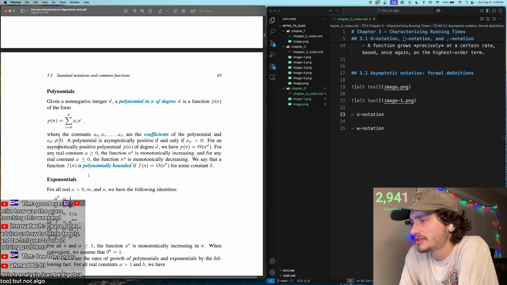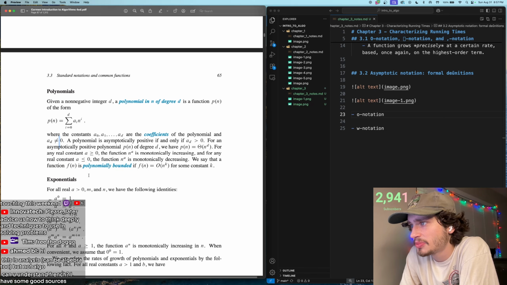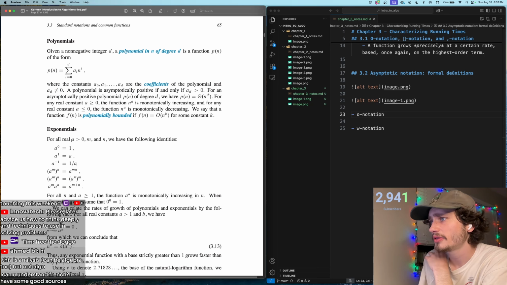For any real constant a greater than or equal to 0, the function n to the power of a is monotonically increasing, and for any real constant a less than 0, the function n to the power of a is monotonically decreasing. We say that a function f of n is polynomially bounded if f of n is equal to O of n to the power of k for some constant k. Exponentials. For all real a greater than 0, and m and n, we have the following identities.